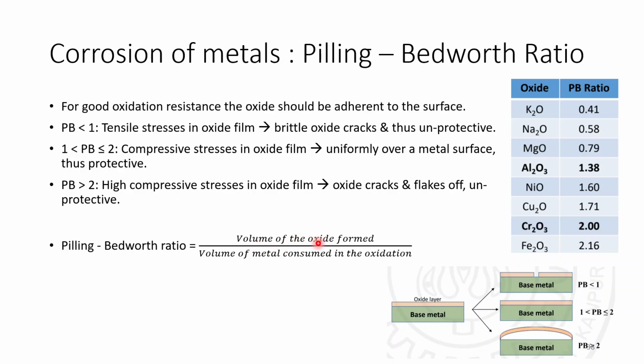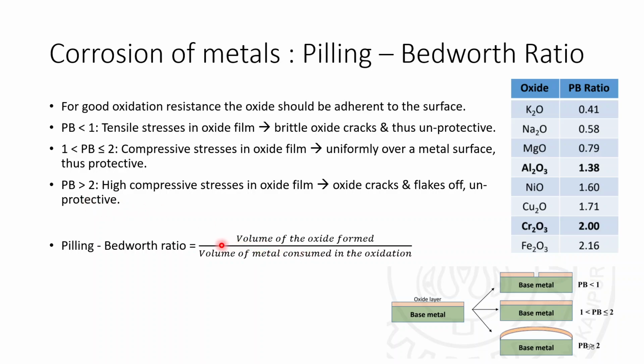If the volume of the oxide formed is less, there will be tensile stresses and this breakage will occur. And if this ratio is higher than 2, then there will be compressive stresses. The volume is higher for this oxide, so this type of peeling would occur. The oxide cracks and flakes off, and this will again be an unprotective type of layer.